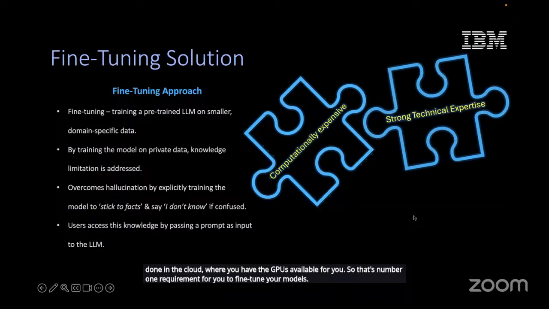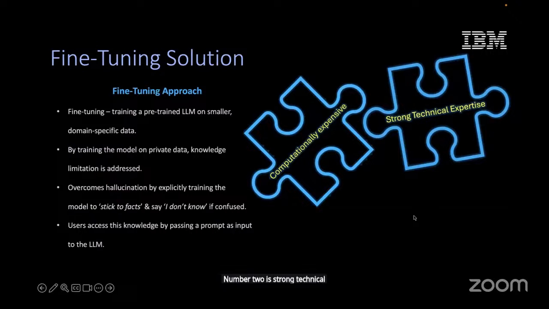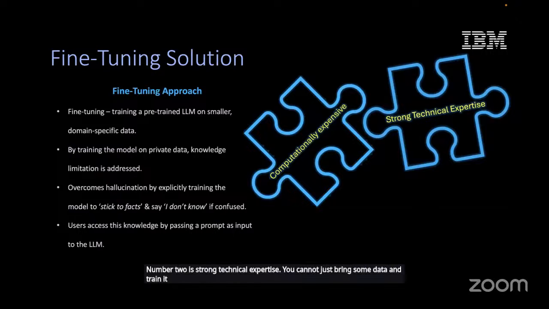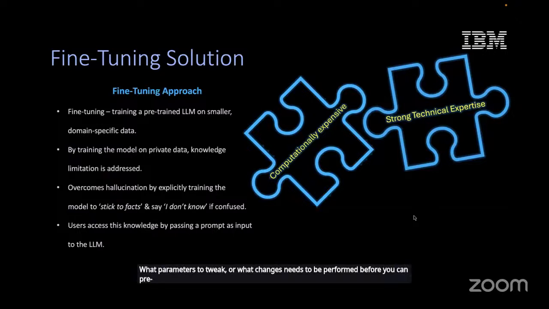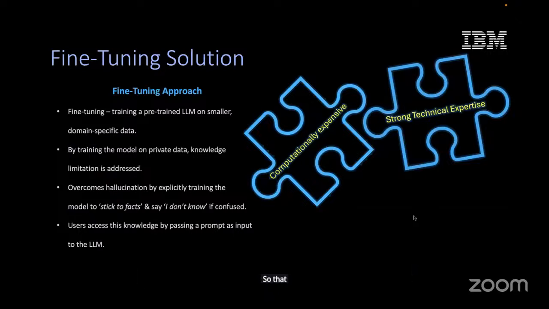Number 2 is strong technical expertise. You cannot just bring some data and train it on the LLM. You need to also have some expertise of how the models operate, what parameters to tweak, or what changes need to be performed before you can fine-tune a pre-trained model. So that has to be taken into account.